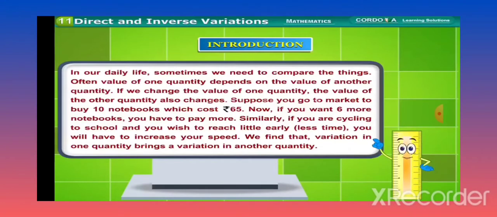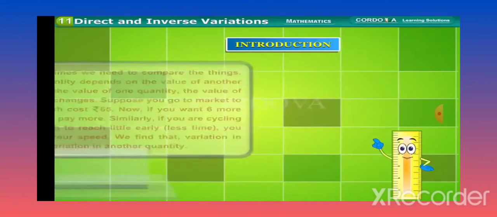Suppose you go to the market to buy 10 notebooks which cost rupees 65. Now, if you want 6 more notebooks, you have to pay more. Similarly, if you are cycling to school and you wish to reach a little early, in less time, you will have to increase your speed. We find that variation in one quantity brings a variation in another quantity.